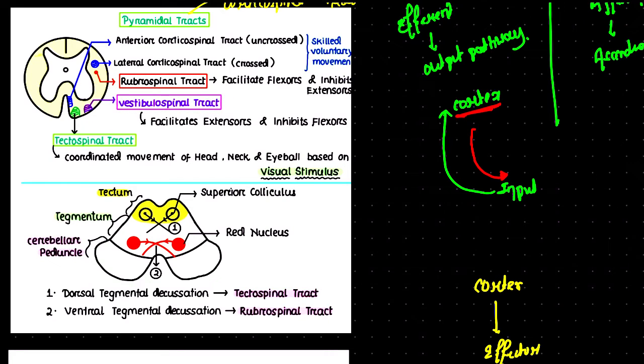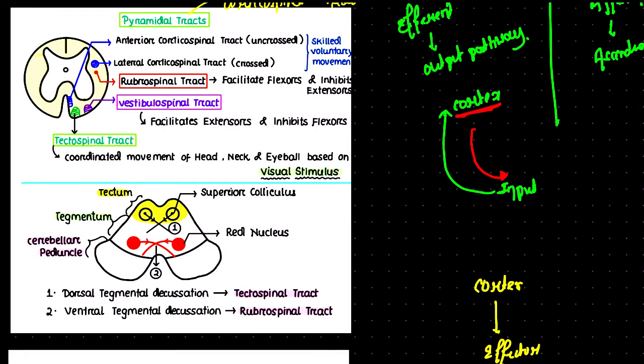Now what about the tectospinal tract? The name comes from the tectum, which is part of the midbrain. What it is doing is coordinating the movement of the head and neck with the eyeball, based on visual stimulus. For example, if we are watching a moving vehicle on the road and locking our eyes on that vehicle, we will move our eyes and our head and neck as that vehicle moves. And that is done by the tectospinal tract.